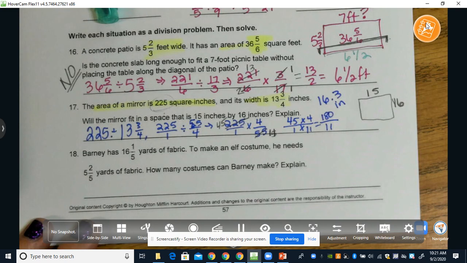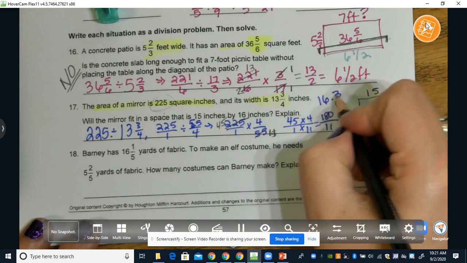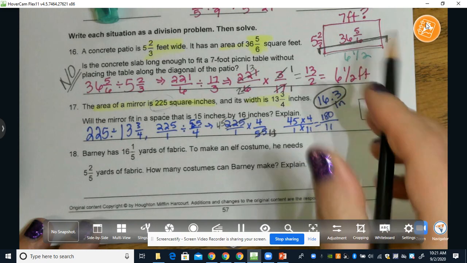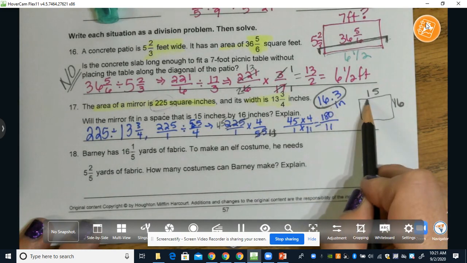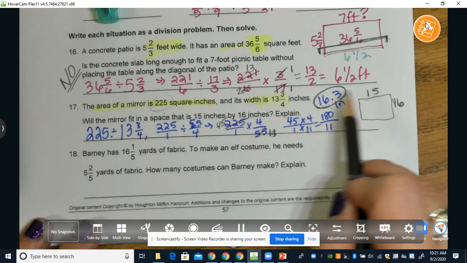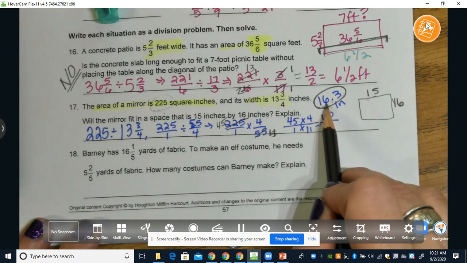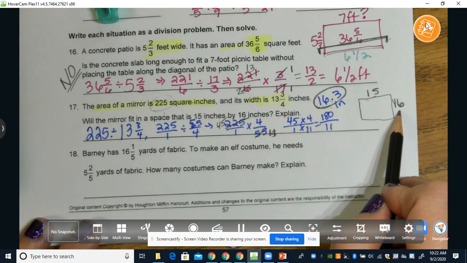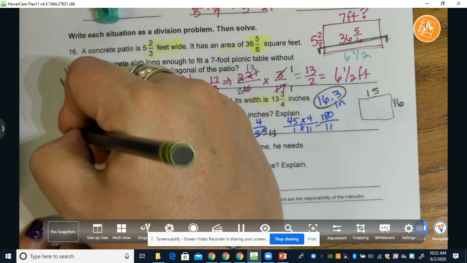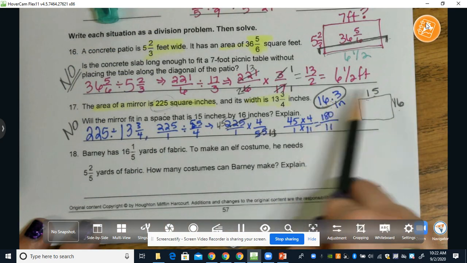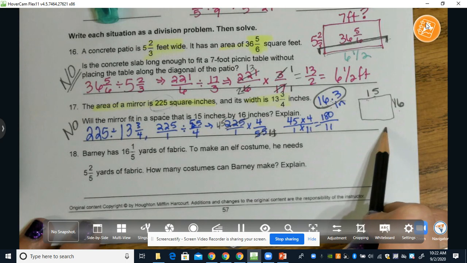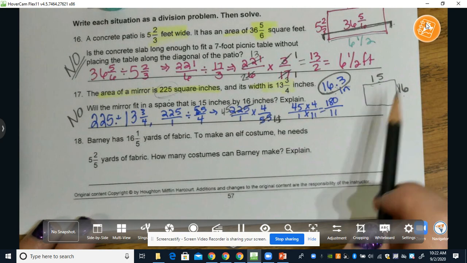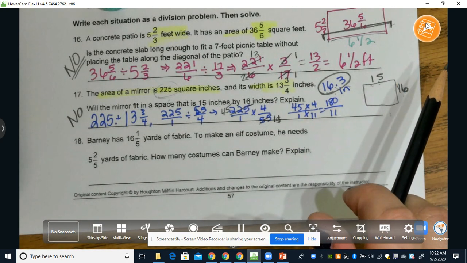So my mirror has a length of 16 3/10. Can it fit in this place? Well, look, 16 3/10 is bigger. There would be too much. It's bigger than this, so it can't fit 15. And it's also bigger than 16. So this is also another no. This one would not work because you will have a 3/10 overhang from the mirror, from the wall. Okay? So let's look at the last one here.